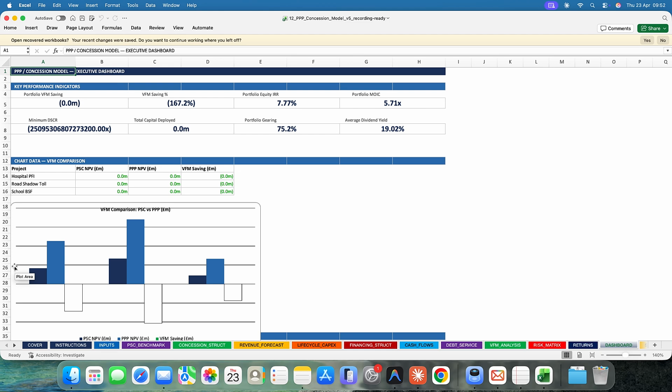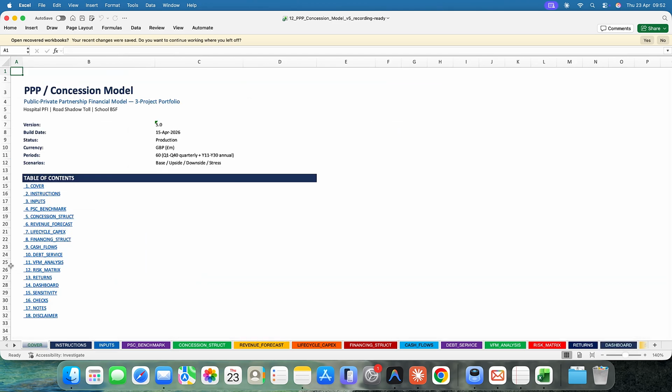This is what a proper PPP model looks like. PSC, concession structure, revenue forecast, lifecycle capex, debt waterfall, VFM analysis, risk matrix. All in one file. Let me walk you through it. Every sheet is open. No locked logic.